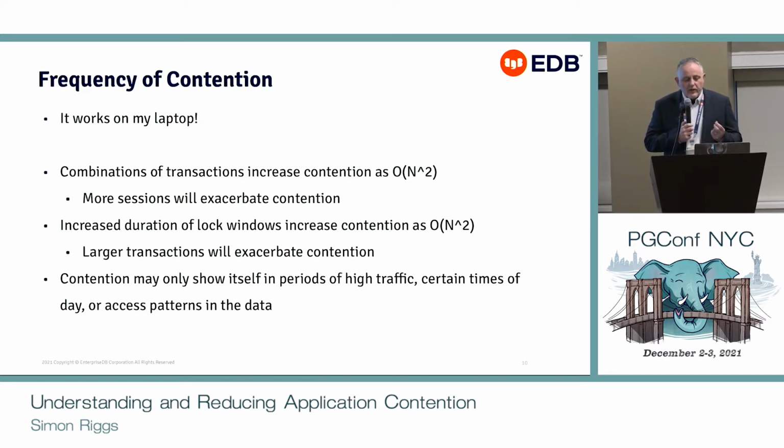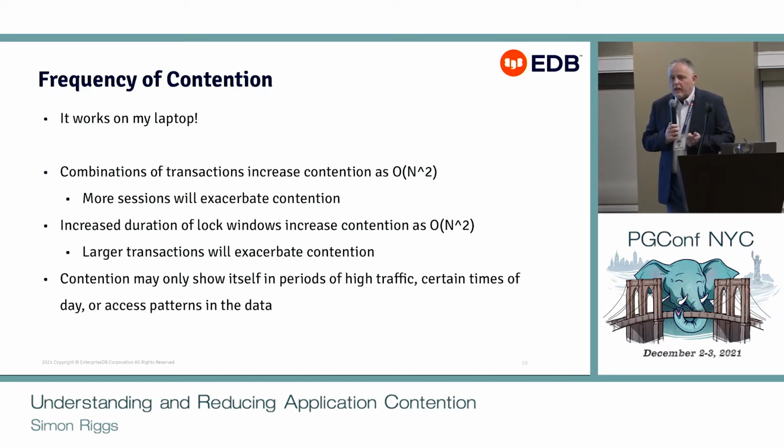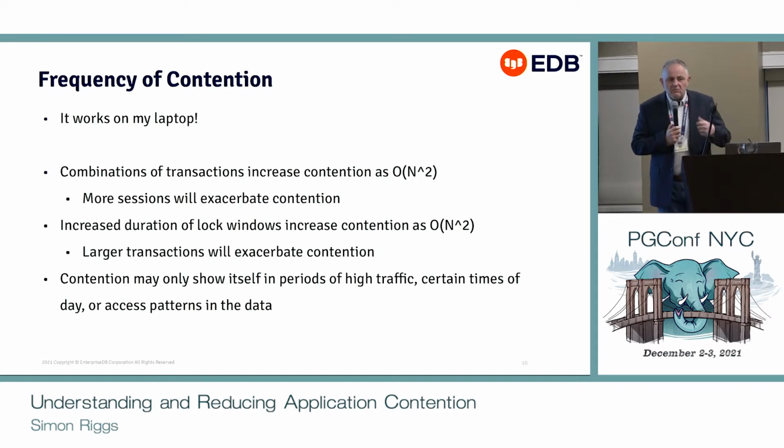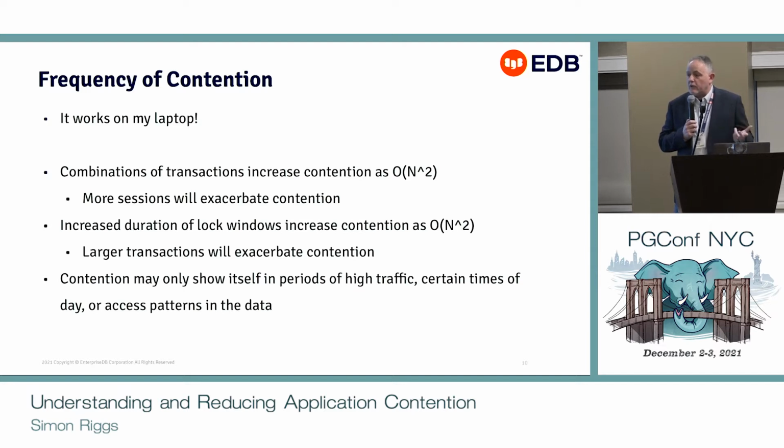What's worse about all of this is contention can show itself only in periods of high traffic, at certain times of day, or with certain access patterns. And that can be the most confusing thing, because it looks like Postgres just slows down every so often. 3 o'clock in the afternoon, Postgres slows down, and you've got no idea why.